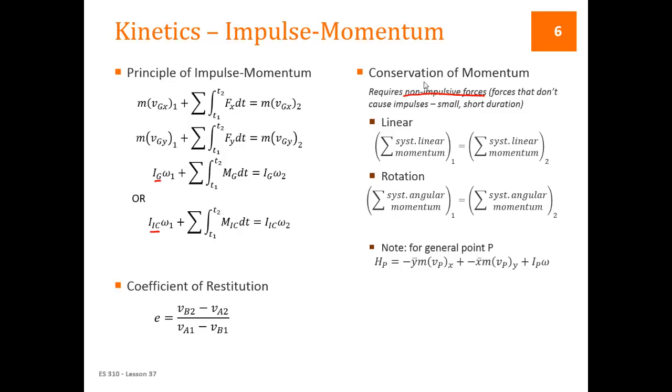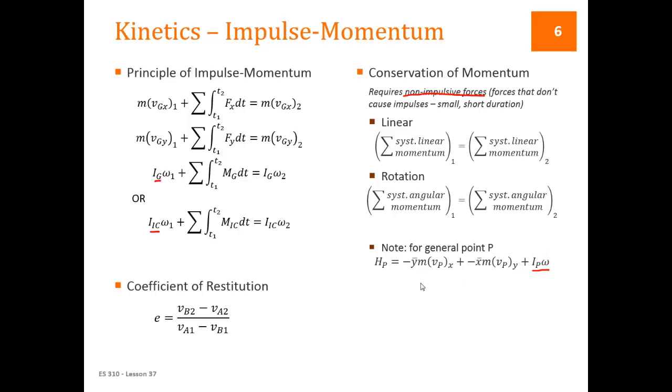If conservation of momentum is true, then the sum of the momentums in a system before some sort of impact is equal to the sum of the momentums in the system afterwards. And similarly for rotation, the sum of the angular momentums before is equal to the sum of the angular momentums afterwards.